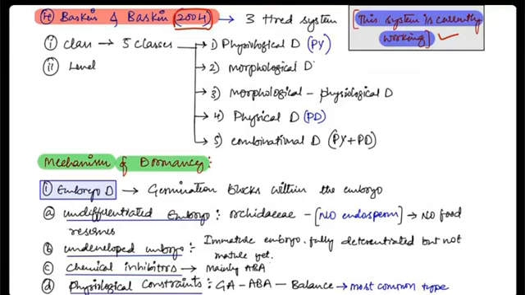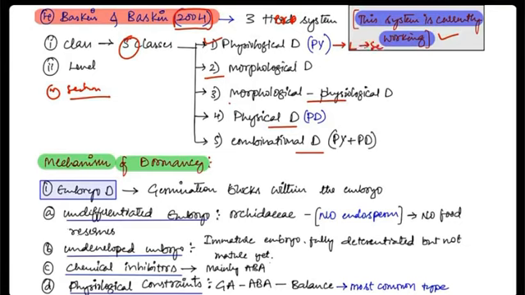Okay, so it is a three-tier system. This is the three-tier system of the Baskin and Baskin classification, where it will have classes, levels, and sections. These are the 3 different tiers under the Baskin and Baskin classification, where there are 5 classes. Class 1 is physiological dormancy, second is morphological, third is morphophysiological, fourth is physical dormancy, and fifth is combinational dormancy. Again, within each class you will see levels, and within the levels there will be sections.